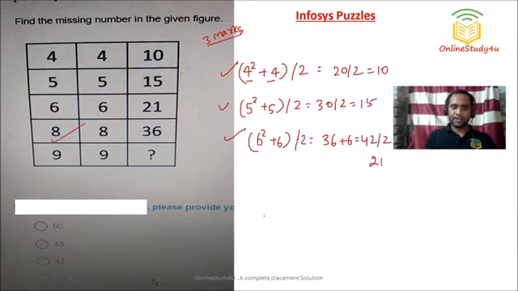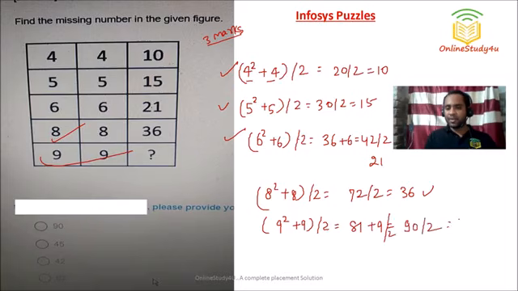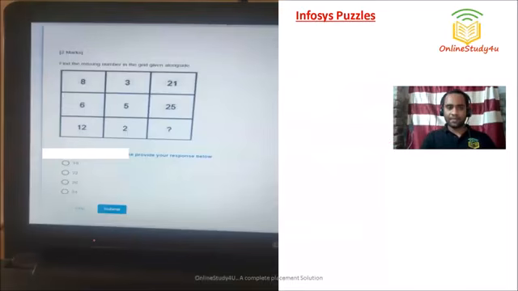Okay, this is done. Then 8 square plus 8 divided by 2. 64 plus 8, 72 by 2. That is nothing but 36. Then last one. So 9 square plus 9 divided by 2. So 81 plus 9 will be 90 by 2, right? So 90 by 2 will be 45. So option this will be the correct answer, right? So 45 will be the correct answer.